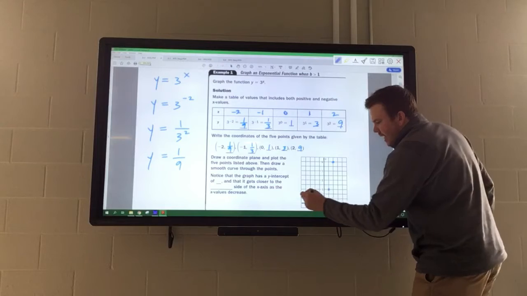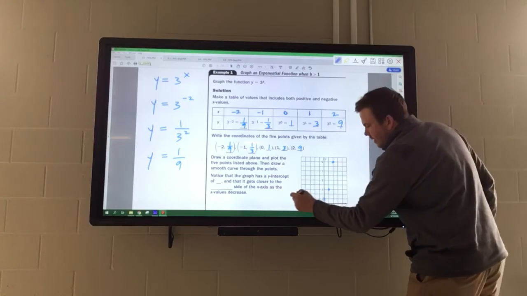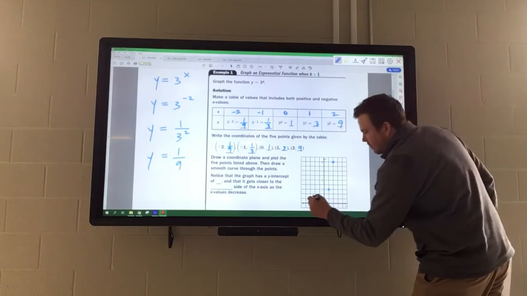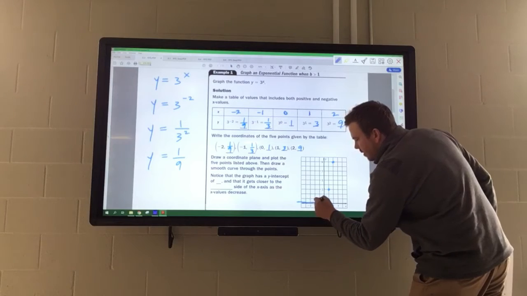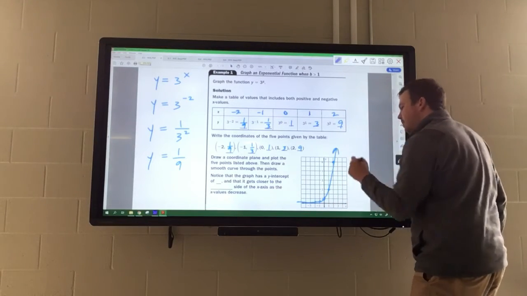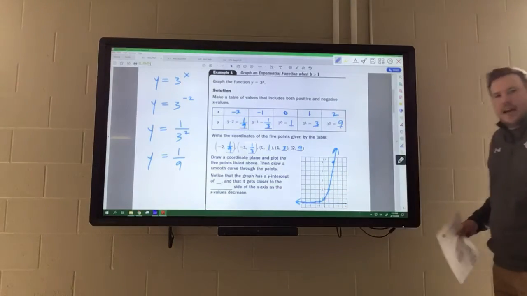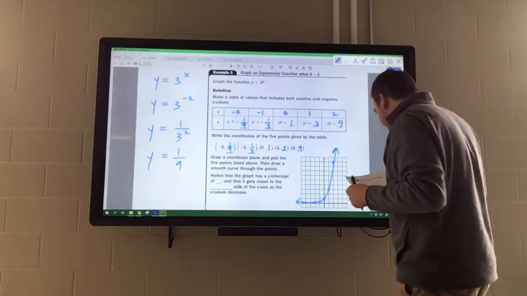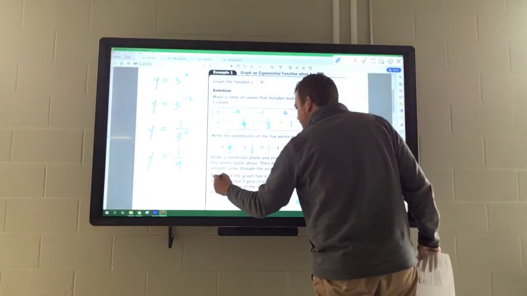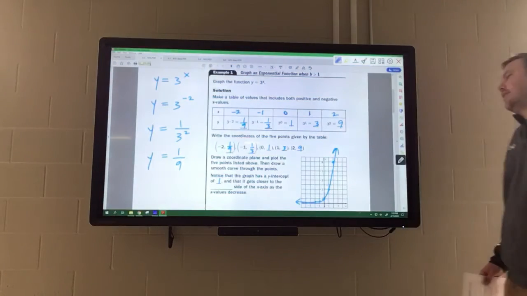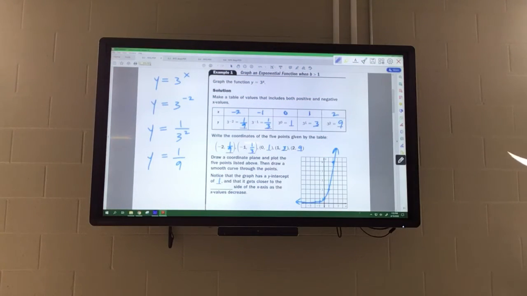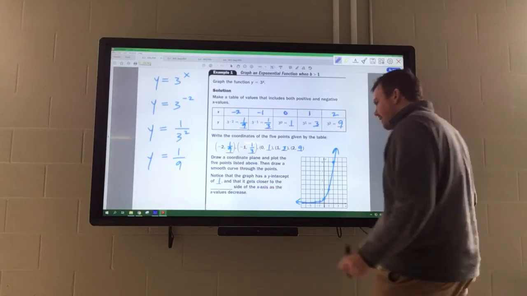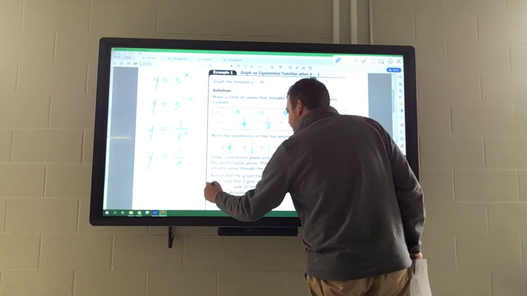All right? And as you can kind of see here, we have that curve up. A little something like that. And we have graphed this exponential function. All right? Notice that the graph has a y-intercept of 1. And that it gets closer to the negative side of the x-axis as x values decrease.